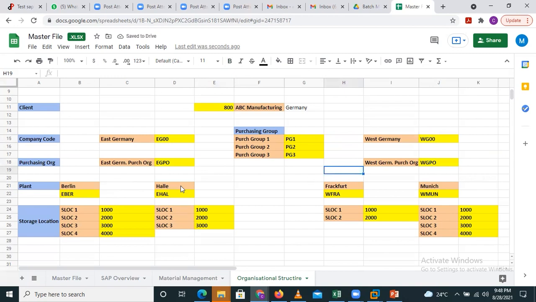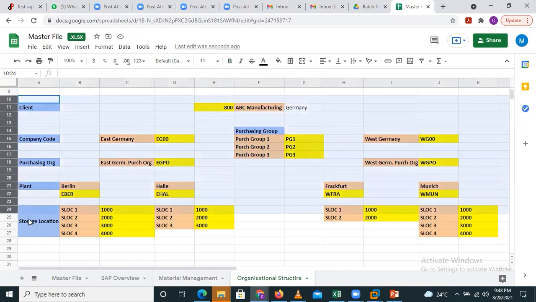Clear. Now, this is our blueprint, right? In Excel, I have prepared this one. Same thing, I just need to copy and paste it into my Word document, and I just need to put some wordings there. And this is nothing but a blueprint for my MM organization structure, right?